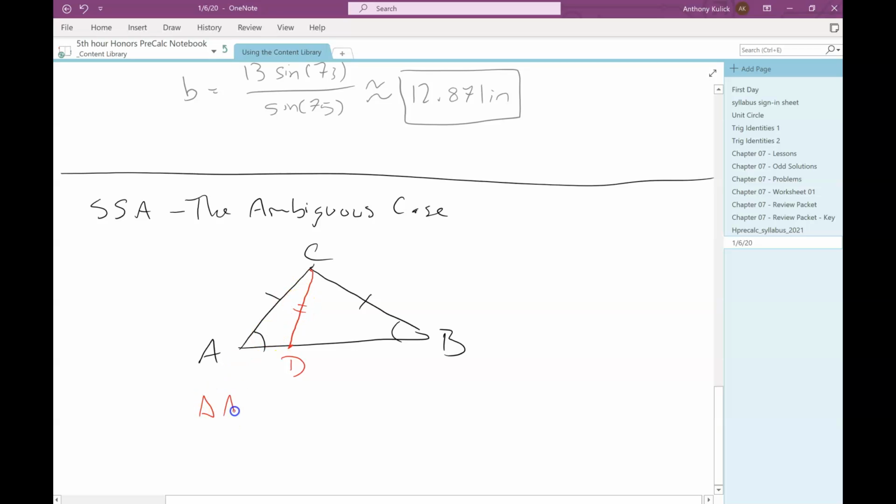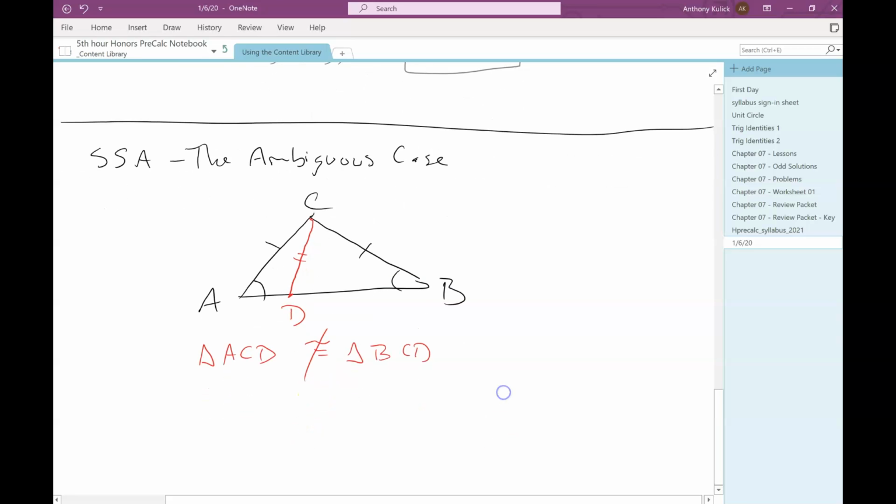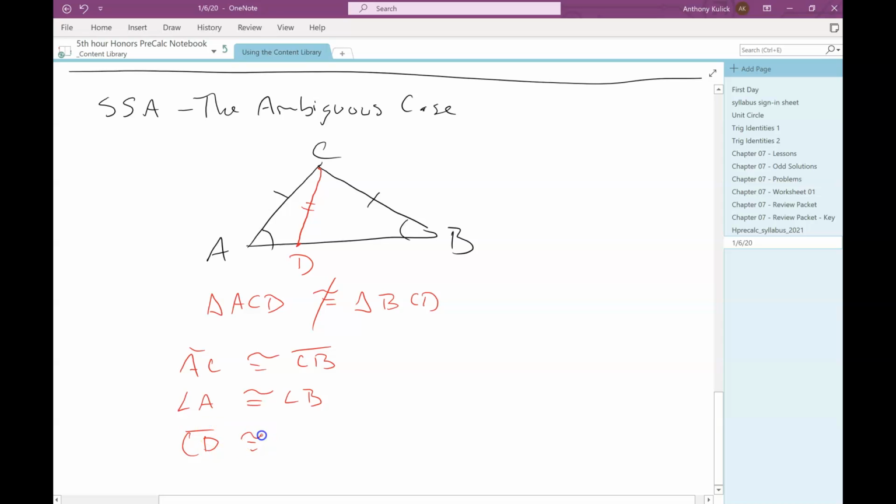Notice that triangle ACD is not congruent to triangle BCD, right? We can see that clearly. Nobody's got a doubt about that, those two are not congruent. However, we have that AC is congruent to CB. We have that angle A is congruent to angle B. And we have that CD is a part of both triangles. That would be our SSA situation, right?